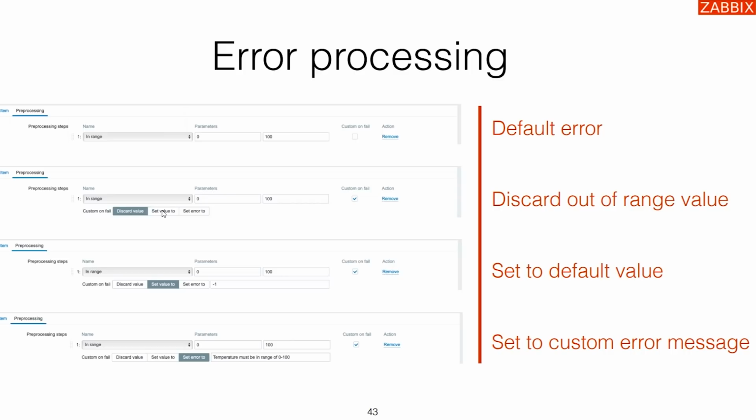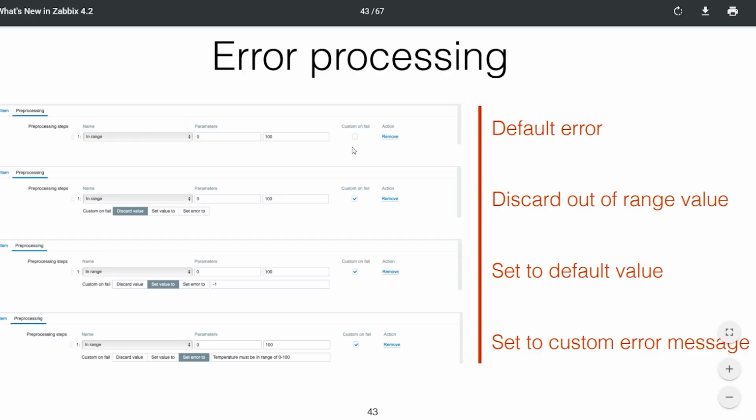Then set value to. We receive values 50, 65, and the next one is 9,999. Since this is outside of the range, I want to change the value to, let's say, 0 or 50, something based on your needs. And that value will be saved. It will display in the latest data, in the graphs, and be analyzed by the triggers.